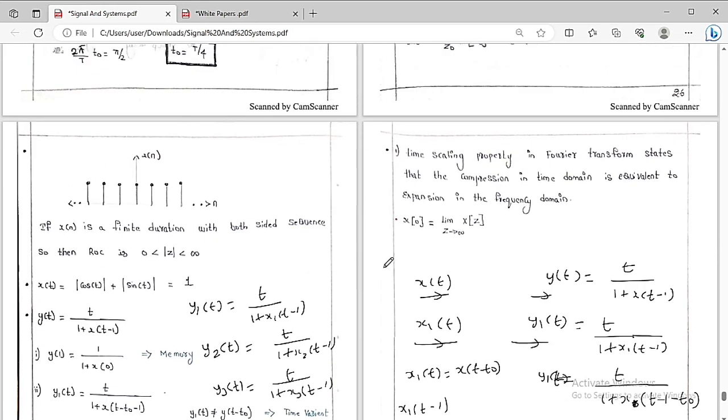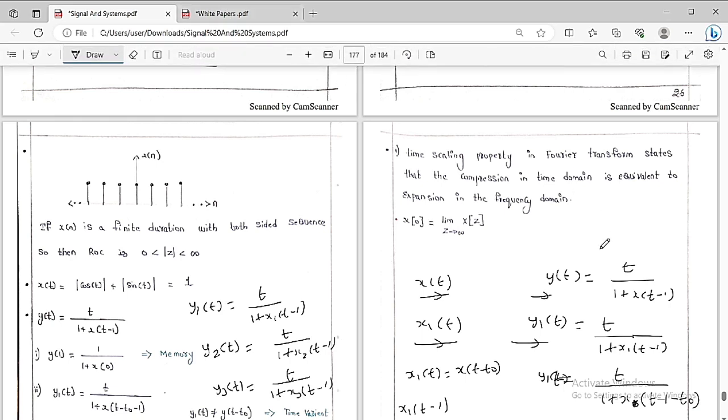The next point is very simple, which is the time scaling property. Time scaling property in the Fourier transform states that the compression in the time domain is equivalent to expansion in the frequency domain. This is the same thing we have just discussed.